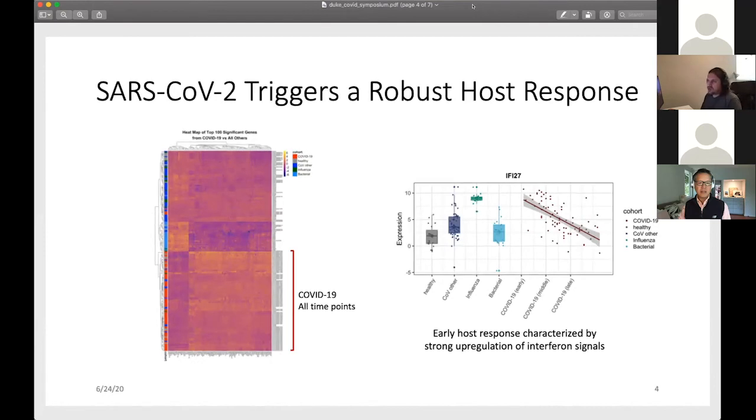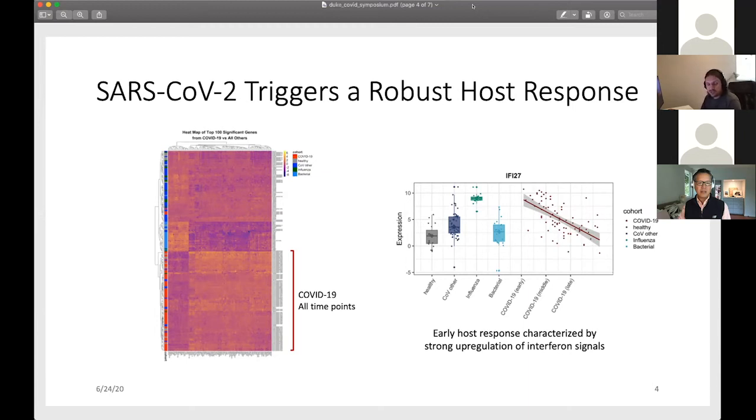Now, as for the first conclusion of the study, that SARS-CoV-2 triggers a robust host response, what you can see on the figure on the left is a large collection of genes, from which I am only showing the top 100, that show very marked differences between COVID-19 patients at all time points and all the other comparators, including healthy controls, bacterial infections, and other viral infections. But in addition to that, that host response, some of whose characteristics are manifested as upregulated interferon signals, an example of which you can see on the right, is very characteristic of respiratory infections. And what I mean by that is that early on, they look like a common respiratory infection like influenza, but as time moves on, it resolves and starts looking more like a healthy characterization for patients.